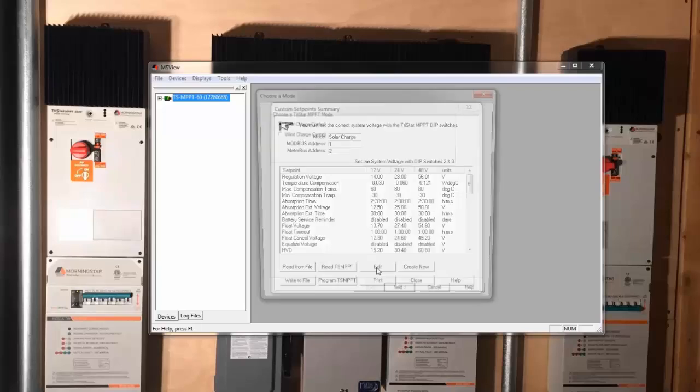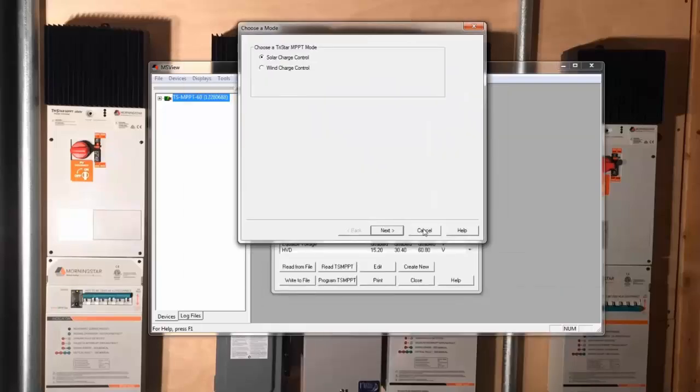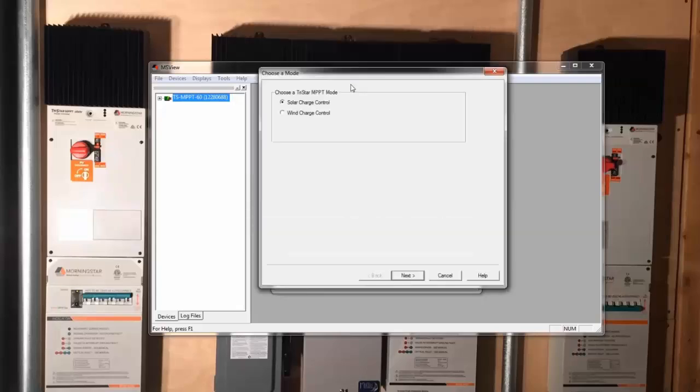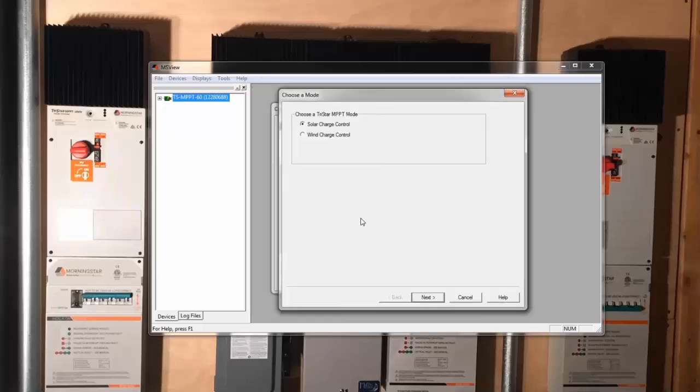From here, we may decide, well, I don't like this, I want to change it. So you can go into edit. And then this is the same as running a create new. So whether you go into create new or edit, you're going to have this same menu and choices of programming options to go through.